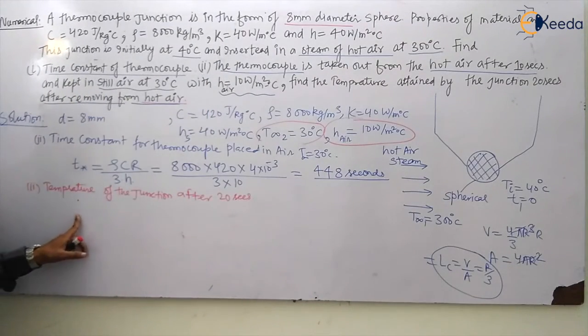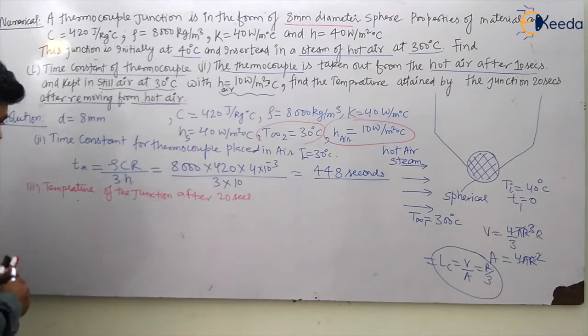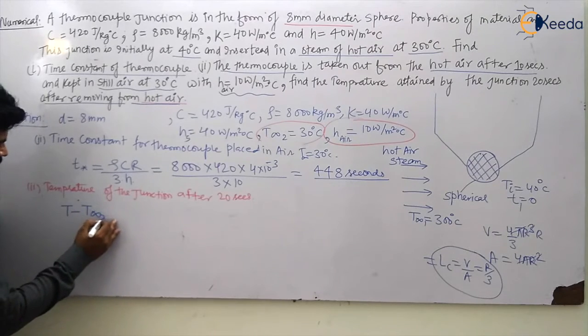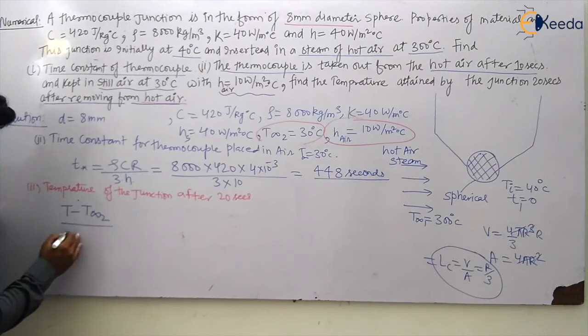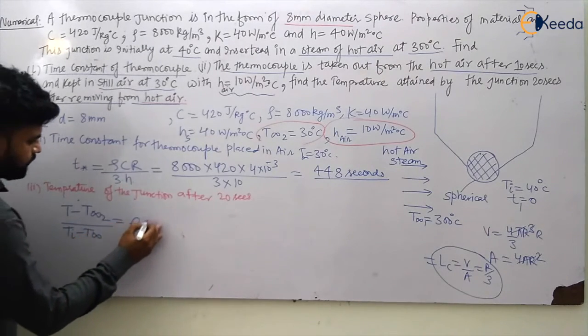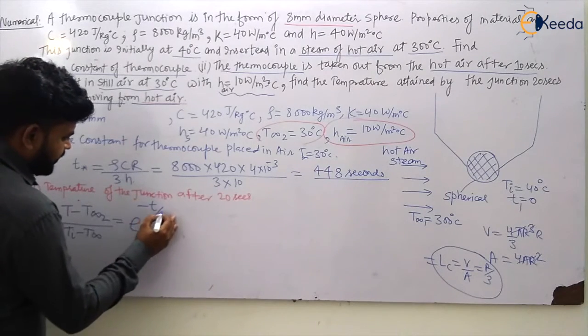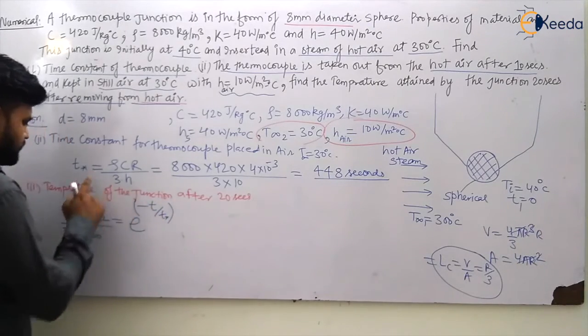So now we have to calculate the temperature attained after 20 seconds. What will be the temperature? Let us see. This will be given again by T minus T infinite 2, that is for air which is at a temperature of 30 degrees. So Ti minus T infinite again is equal to e to the power minus of t divided by the time constant.